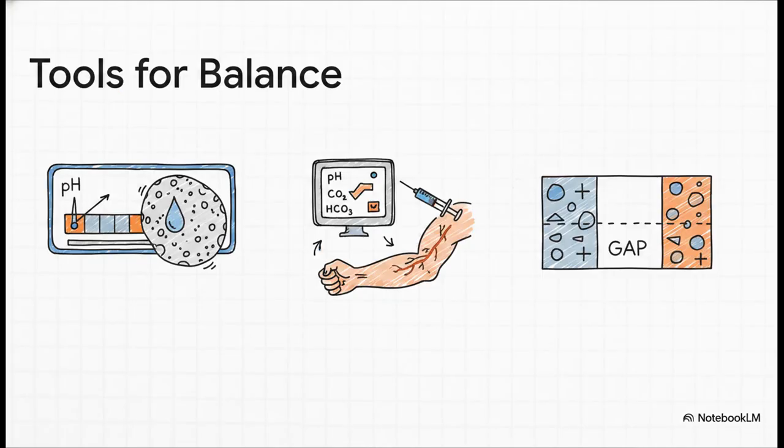So, how do we keep track of all this? Well, the body has these natural buffers that act like sponges to soak up excess acid or base and prevent big pH swings. Clinically, we measure a patient's status with a lab test called arterial blood gases, or ABGs. And for metabolic acidosis, we can even do a little calculation called the anion gap to help us figure out the cause.